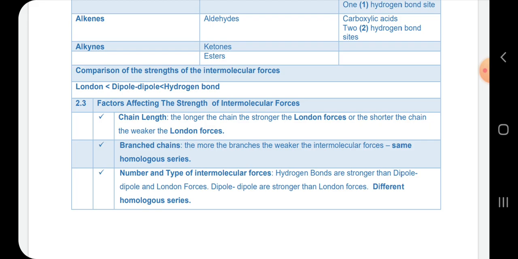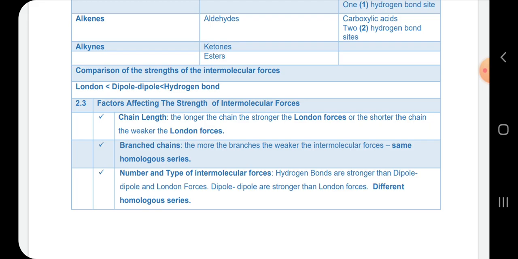So, factors affecting the strength of intermolecular forces. What can make an intermolecular force strong or weak is the chain length. The longer the chain, the stronger the London forces, or the shorter the chain, the weaker the London forces. So the more carbons we have in a structure, the stronger the London forces.